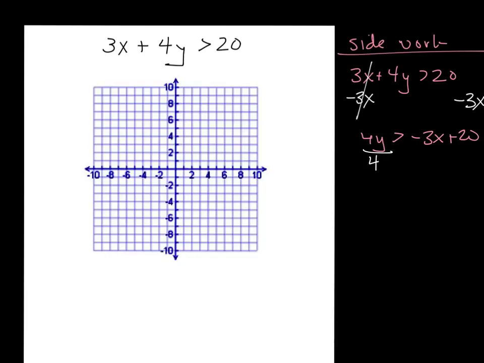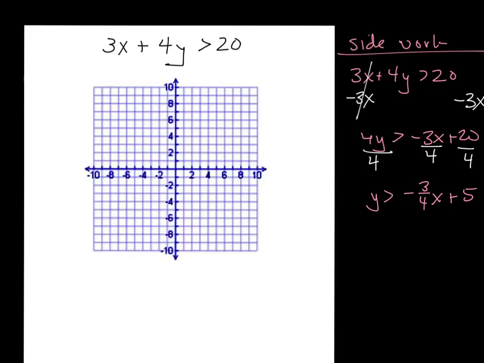Now, notice that there are 2 terms over here. Well, much like multiplication is distributive, you can distribute division likewise. So if I have two things over here, I'm going to divide two things. Okay, so now I'm just going to simplify this final answer. So I now have y is greater than negative 3/4 x plus 5.